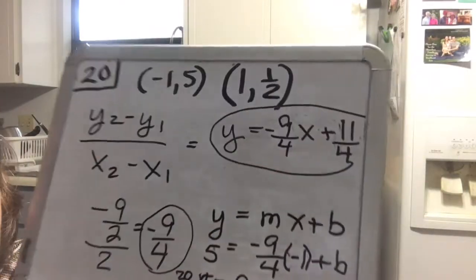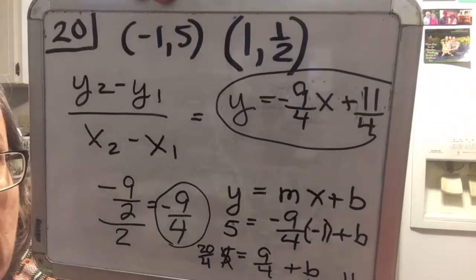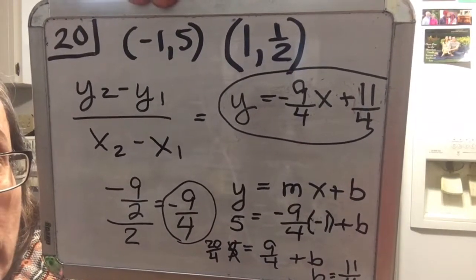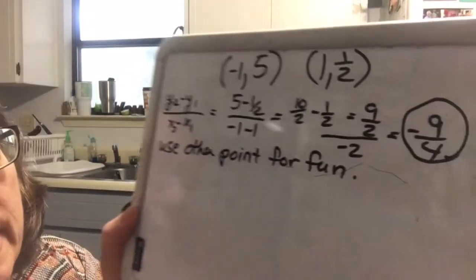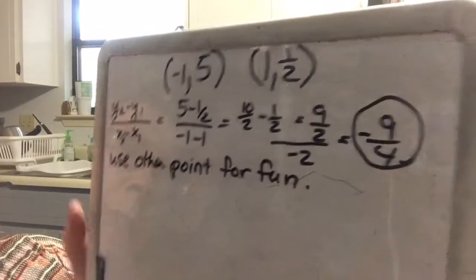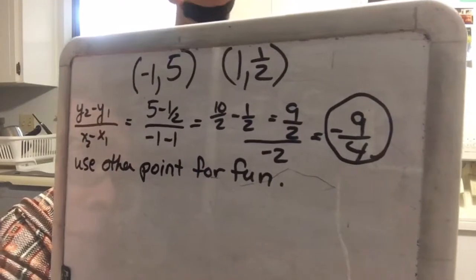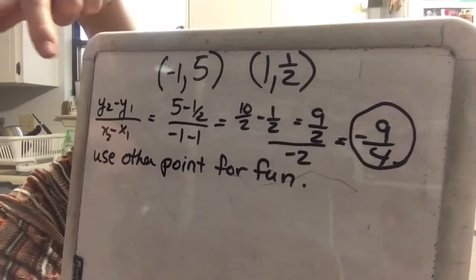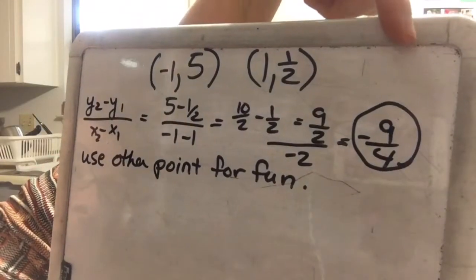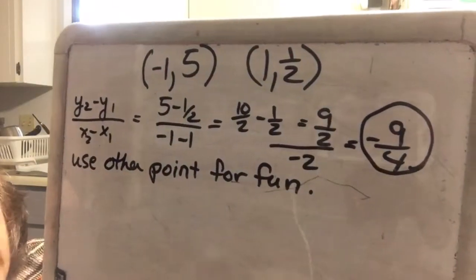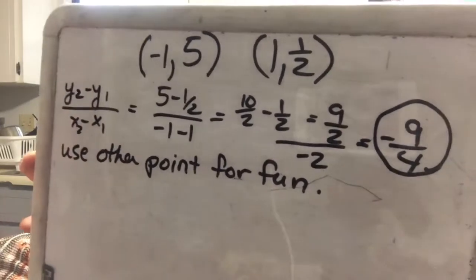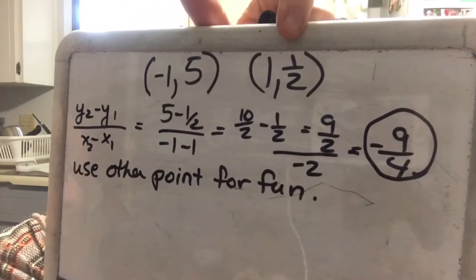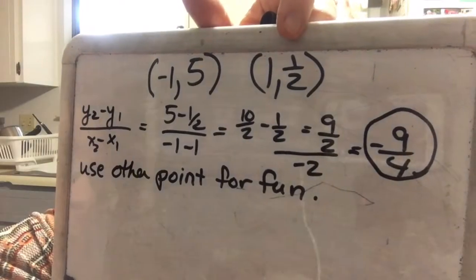So now I'm going to erase a board and we're going to do the same problem, but we're going to use our point slope form. Okay, so here we are with the same information. What I did is I wrote our 2 points at the top of the board. I refigured our slope. Notice that I went the opposite direction this time just to show you that you get the same slope. And now just for fun, we're going to use the other point. So this time we're going to use 1, 1/2.